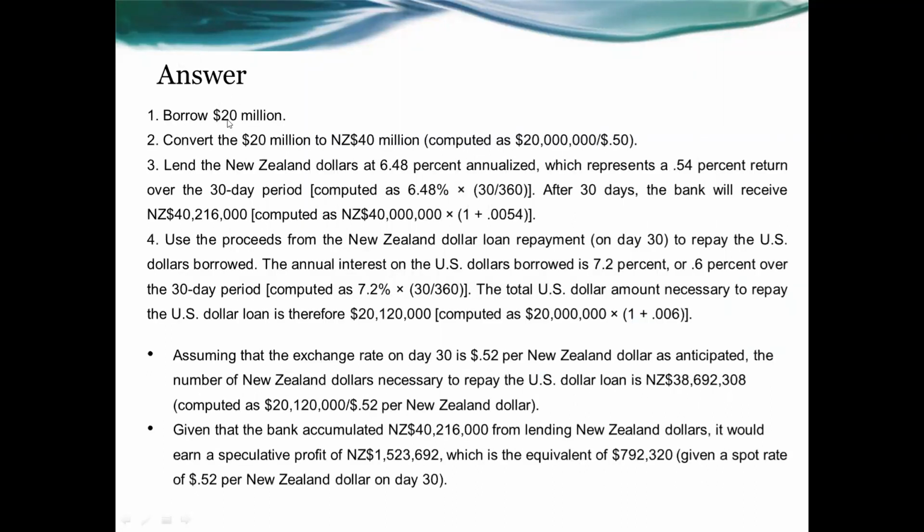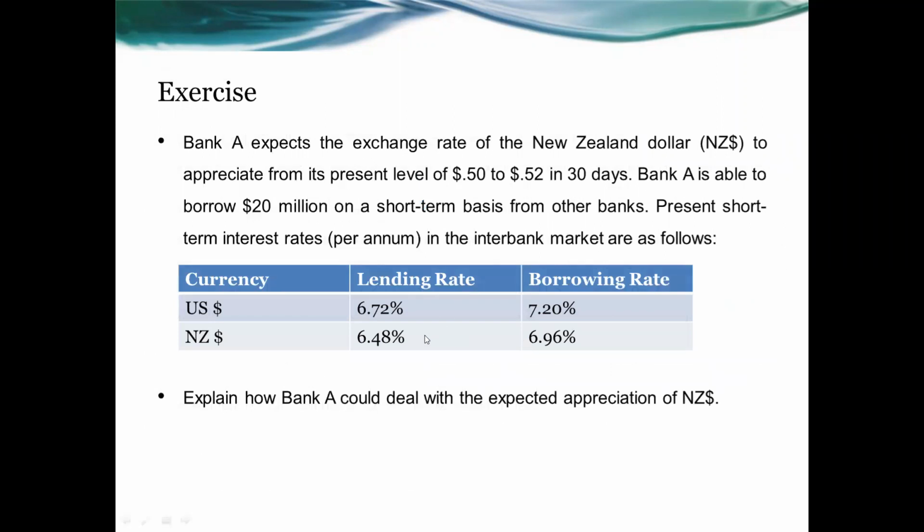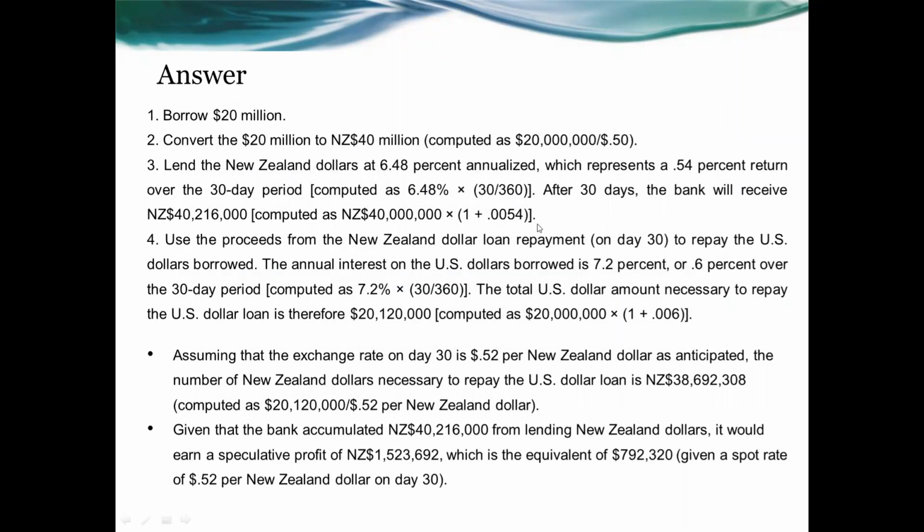So now the bank borrows $20 million. They convert it into New Zealand dollars. You can use the calculation and see. Now they have 40 million New Zealand dollars. Then the bank will lend that New Zealand dollar at the rate of 6.48 per annum, which is around 0.56 per month. Then you can calculate how much the bank can earn from its lending.